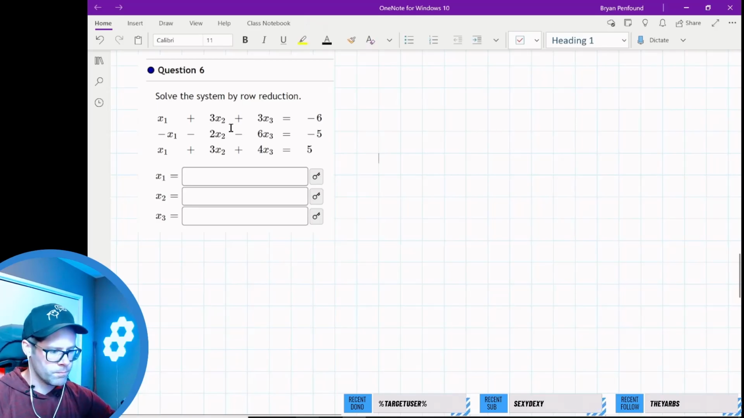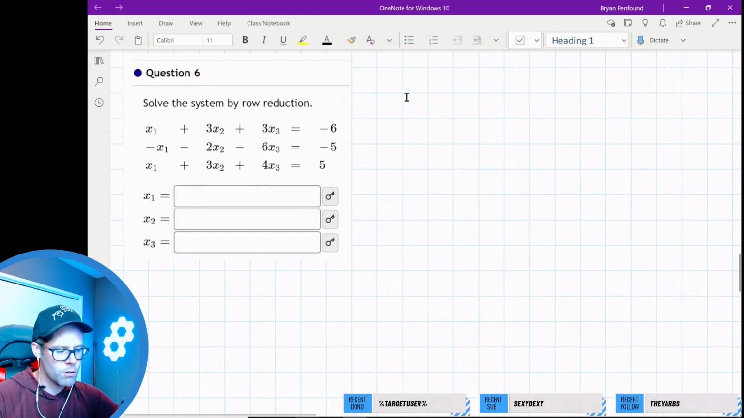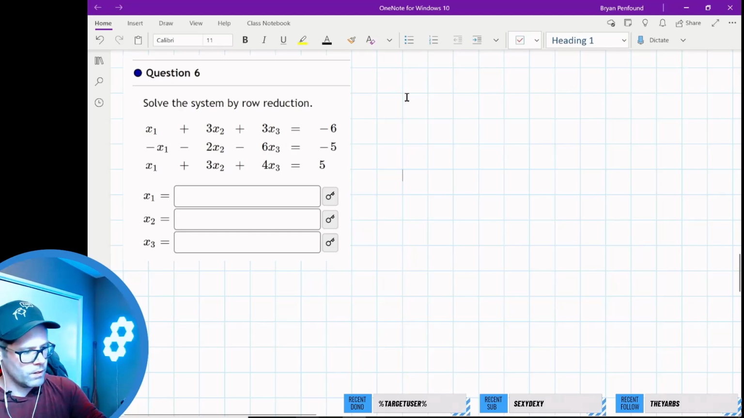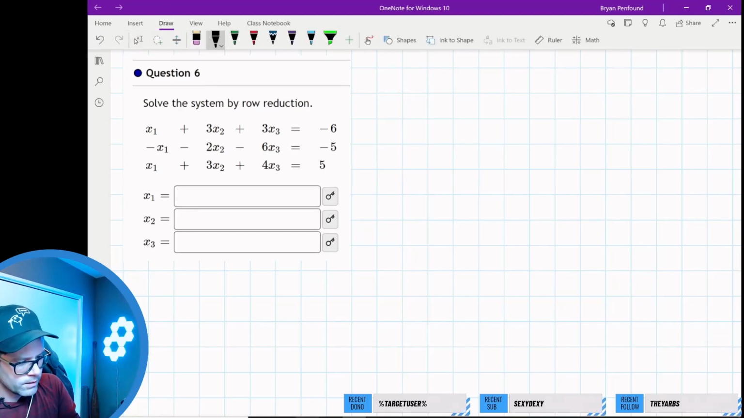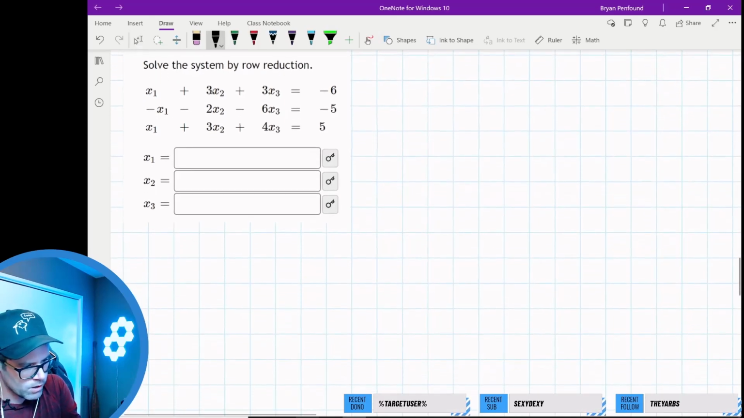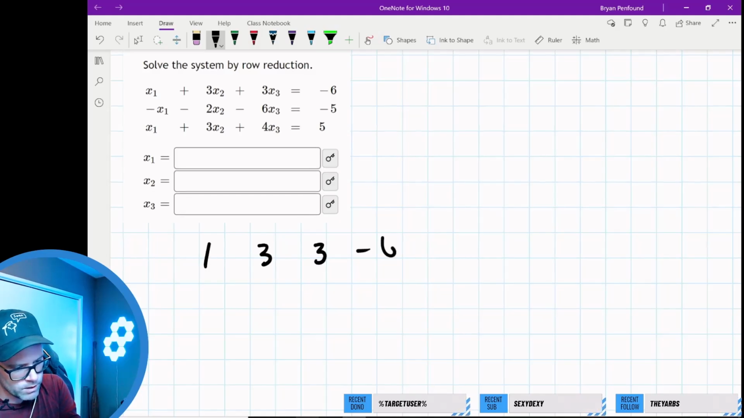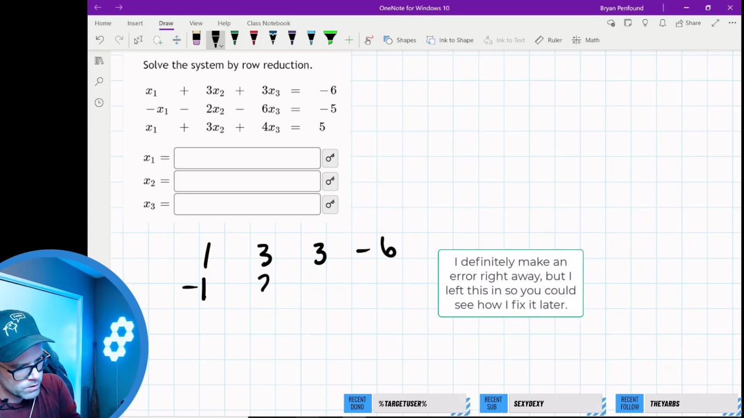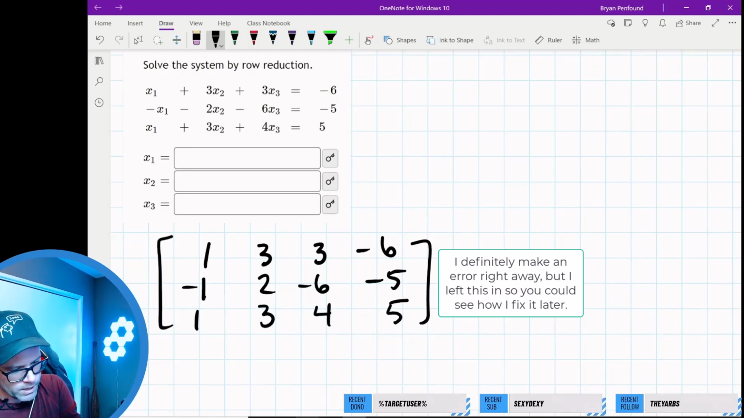Question number 6. Solve the system by row reduction. Well, I guess the first thing we should do is get an augmented matrix. So let's make sure all of our x1s, x2s, and x3s are in the right spot. So 1, 3, 3, negative 6, negative 1, 2, negative 3, 4, and 5. These numbers seem already a lot more reasonable than before. Okay, we can handle this. This is our first pivot, so let's get rid of these two numbers.